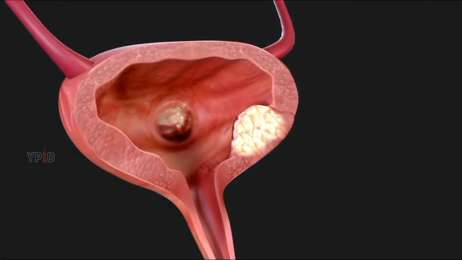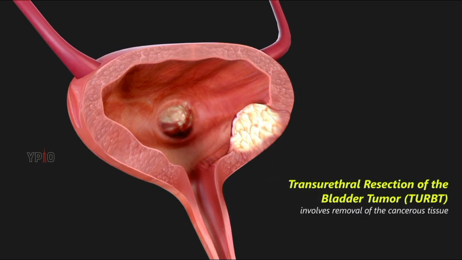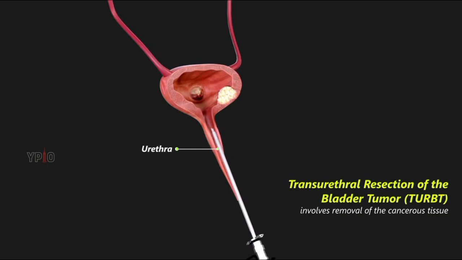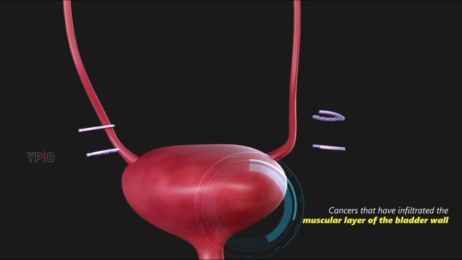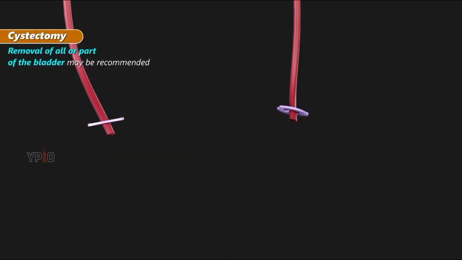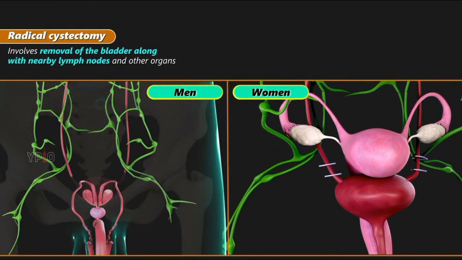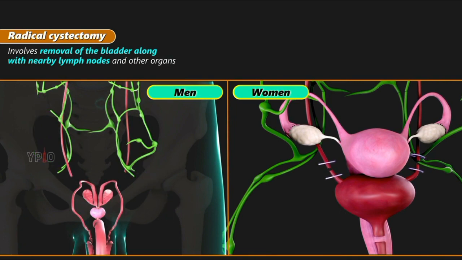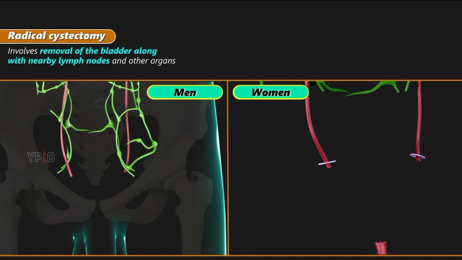In cases of superficial cancer, your doctor may recommend a transurethral resection of the bladder tumor, TURBT. This involves removal of the cancerous tissue using an instrument inserted through the urethra. For cancers that have infiltrated the muscular layer of the bladder wall, a cystectomy, which is a removal of all or part of the bladder, may be recommended. A radical cystectomy may be necessary for advanced cancer and involves removal of the bladder along with nearby lymph nodes and other organs such as the prostate in men and the uterus in women.